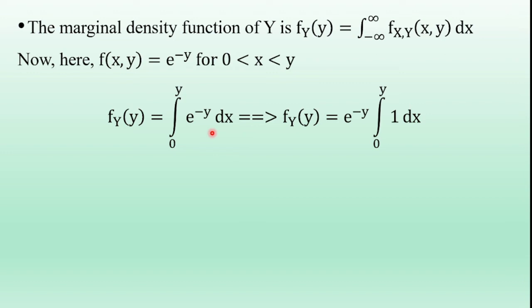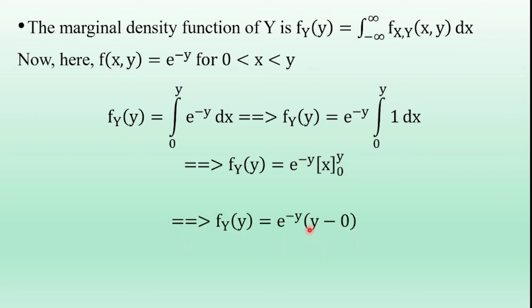Integral of e power minus y dx. Now we are integrating with respect to x. E power minus y is a constant, so it is written before the integration: e power minus y into the integral from 0 to y of 1 dx. The integral of 1 dx is x over 0 to y. Now substitute the upper value of x and lower value of x. We get f_Y(y) is equal to e power minus y into (y minus 0). So that is equal to y times e power minus y for y greater than 0.